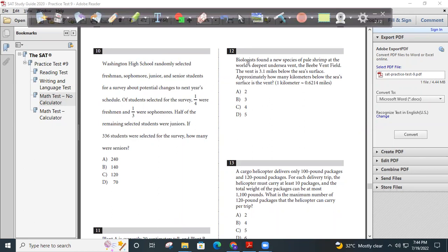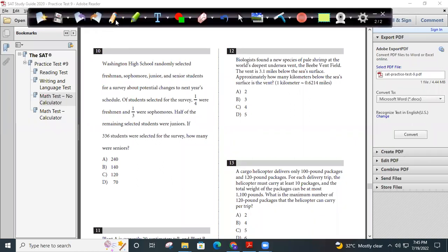Washington High School randomly selected freshmen, sophomore, junior, and senior students for a survey about a potential change to next year's schedule. So don't try to reread that even if you're unable to understand, it's just a waste of time. Now the question starts. Of students selected for the survey, 1/4 were freshmen, 1/3 were sophomores. Half of the remaining selected students were juniors. If 336 students were selected for the survey, how many were seniors?